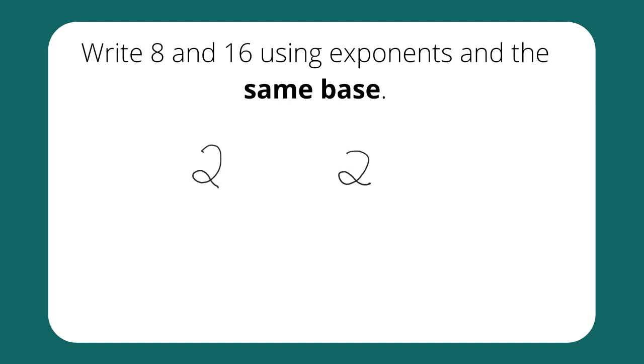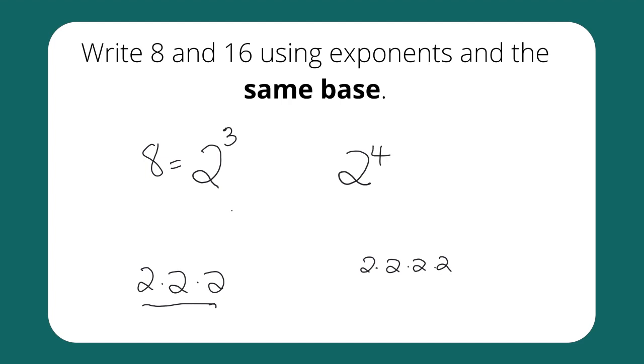So I can use a base of 2 for each of these two expressions in order to make the numbers 8 and 16. So in order to make the number 8, I would need to multiply 2 times itself, 1, 2, 3 times, because 2 times 2 is 4, times 2 again is 8. So we could use the exponent 2 to the third power, and that would be equivalent to 8. In order to make the number 16, I would need to do the same thing that I just did, but then multiply by 2 one more time. So I would need to multiply 2 times itself 4 times, or 2 to the 4th power, would be equivalent to 16.